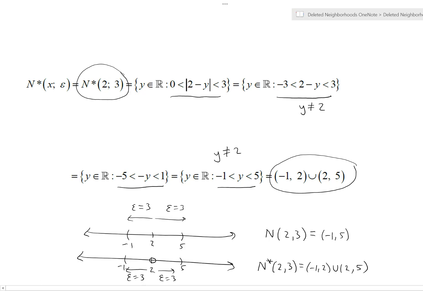So hopefully that helps you understand the difference between a neighborhood and a deleted neighborhood. And from here, we will keep going with this discussion. The next thing we're going to talk about is something called an accumulation point, which requires us to know what deleted neighborhoods actually are.